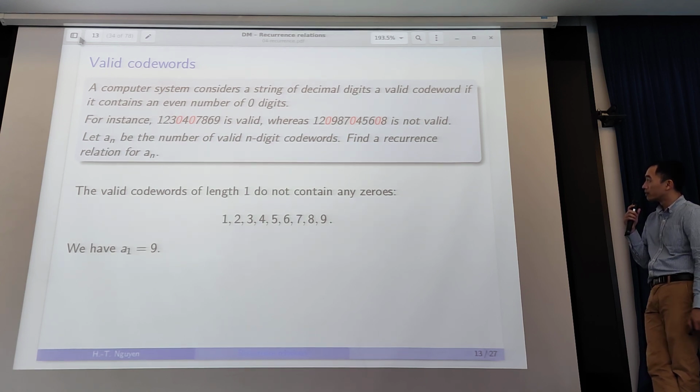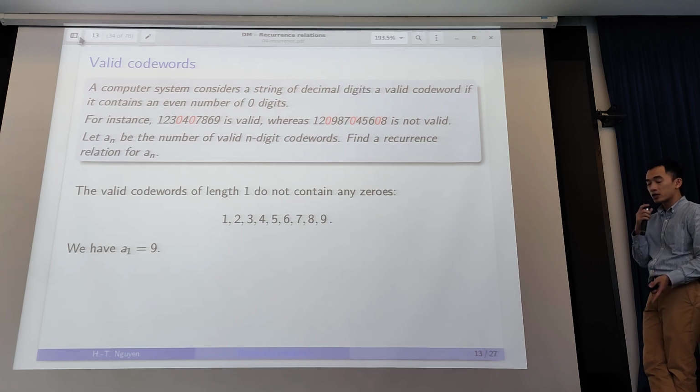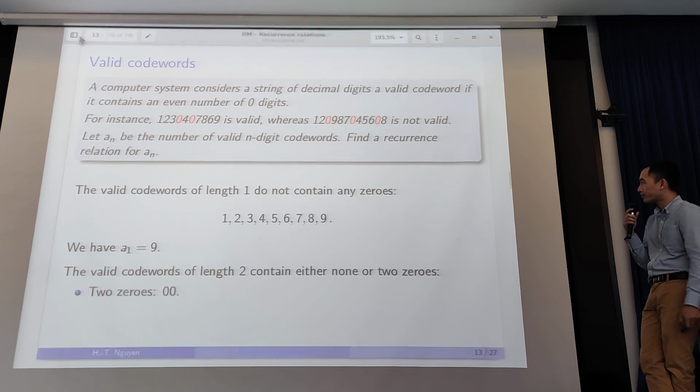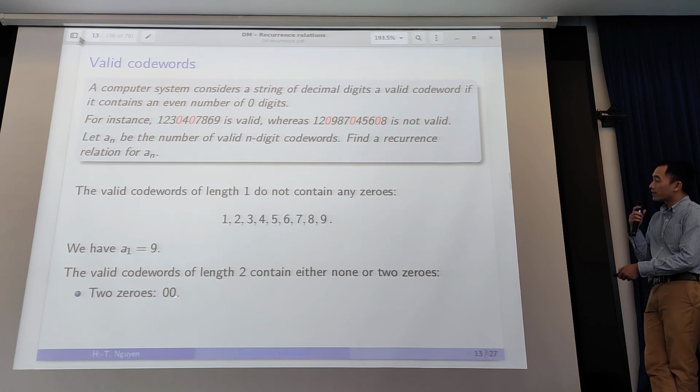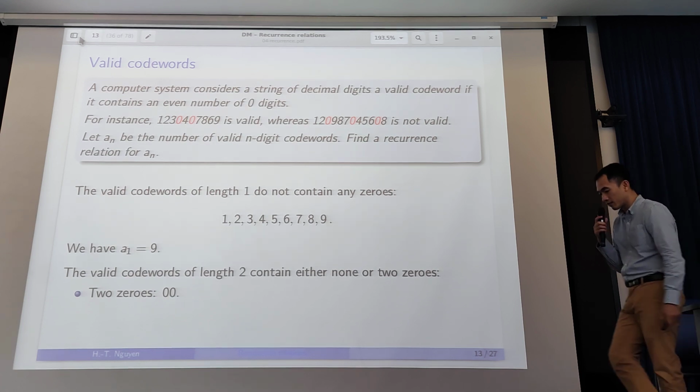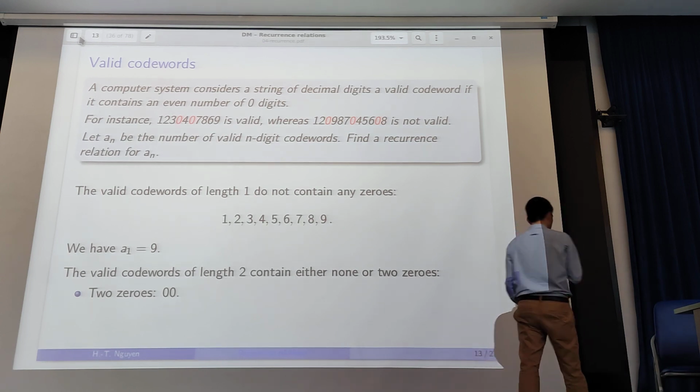So what about a2? For code words of length 2, if they are valid, then they can contain either 0 or 2 zeros. Okay? Because you need an even number of zeros. So if you have 2 zeros, then the only code word that satisfies is 0, 0. Okay? And if you don't have any zero, then what does it mean?